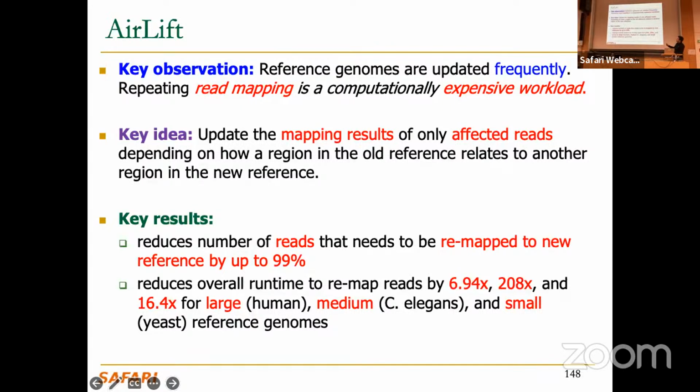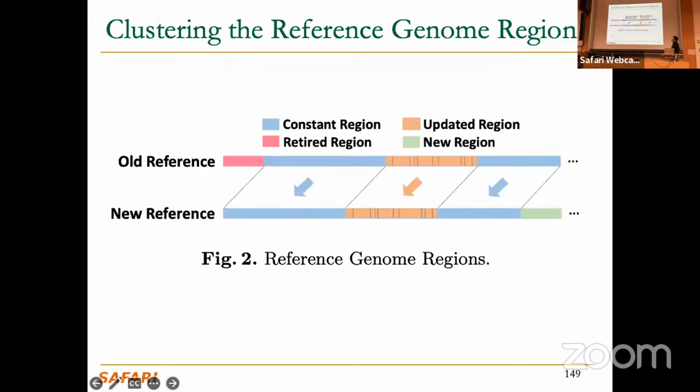So a key observation, as I already told you, is that reference genomes are updated. The key idea that we are proposing here is that not the entire reference genome is going to be substantially updated. So there will be a large portion that will stay constant, unchanged. So our idea is, can we quickly recognize the differences between the old and new reference genome, and can we leverage this information when doing the read mapping?